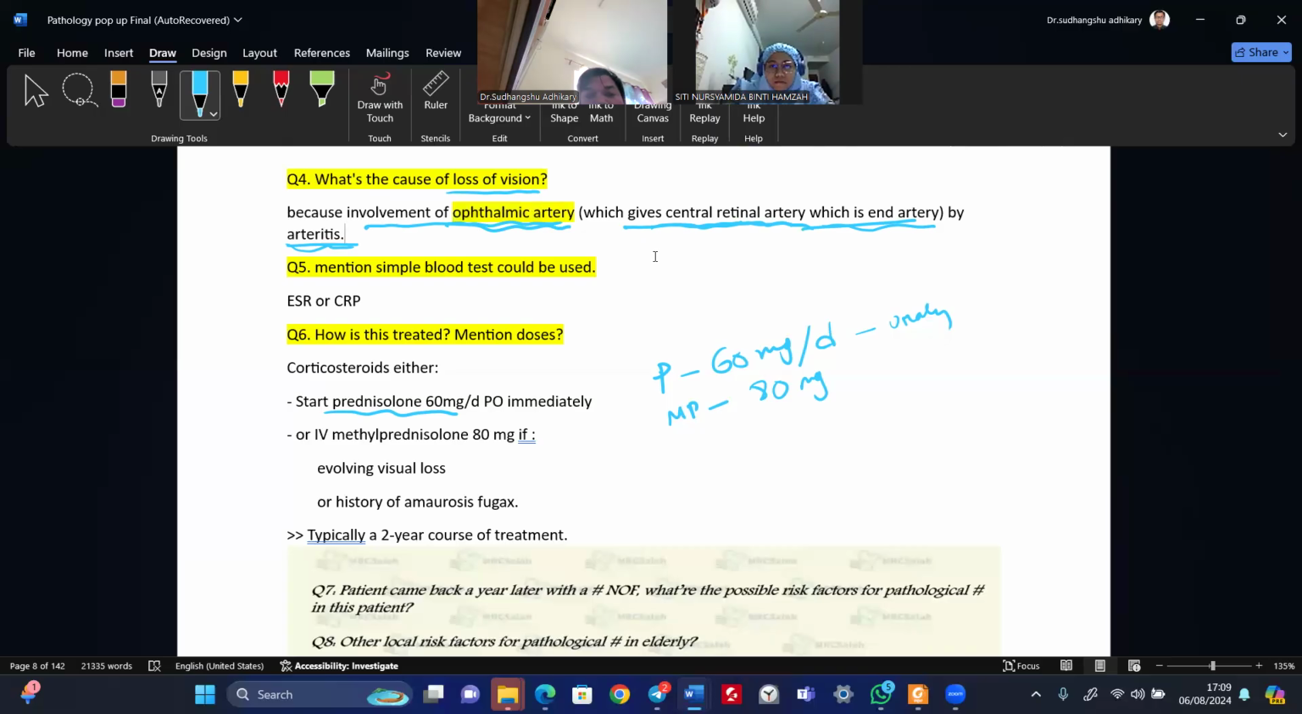Mention a simple blood test that would be used. We can do ESR, erythrocyte sedimentation rate, and CRP. ESR and CRP. So treatment is usually by corticosteroid.